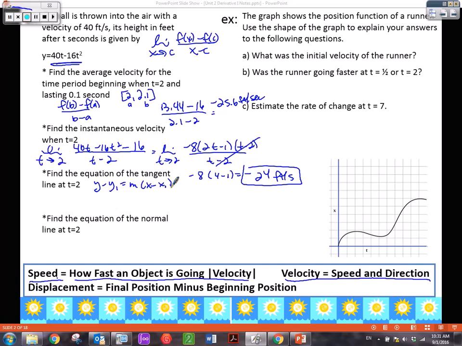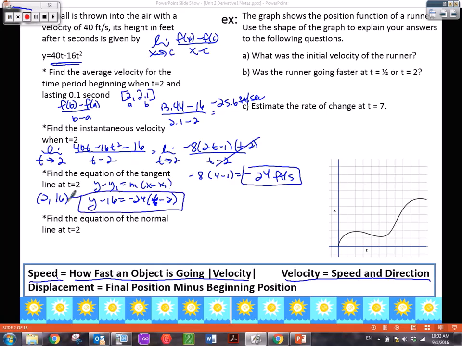Alright, for our y1 and x1, we know that 2 is the t value, not the x value. So how would I get the y value? I would take this 2 and put it up here in my equation and find the y value, which happens to be 16. So now I have my point, and now I have my slope. So I just fill in my point slope equation of the line. We have y minus 16 equals negative 24 times t minus 2. And then we leave it alone.